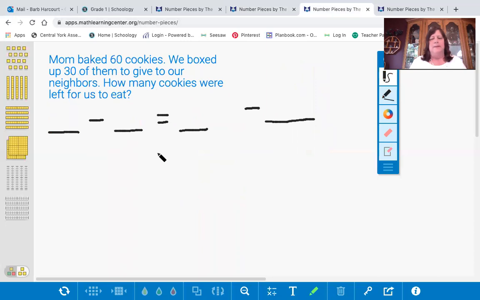Our last problem, I'm going to want you to stop the video and pause it, and I would like you to use your paper and pencil or your Number Pieces app and see if you can set up this problem correctly to find the difference. And I do have the lines again if you want to do a horizontal problem or if you want to do the vertical problem. Ready? Mom baked 60 cookies. We boxed up 30 of them to give to our neighbors. How many cookies were left for us to eat?